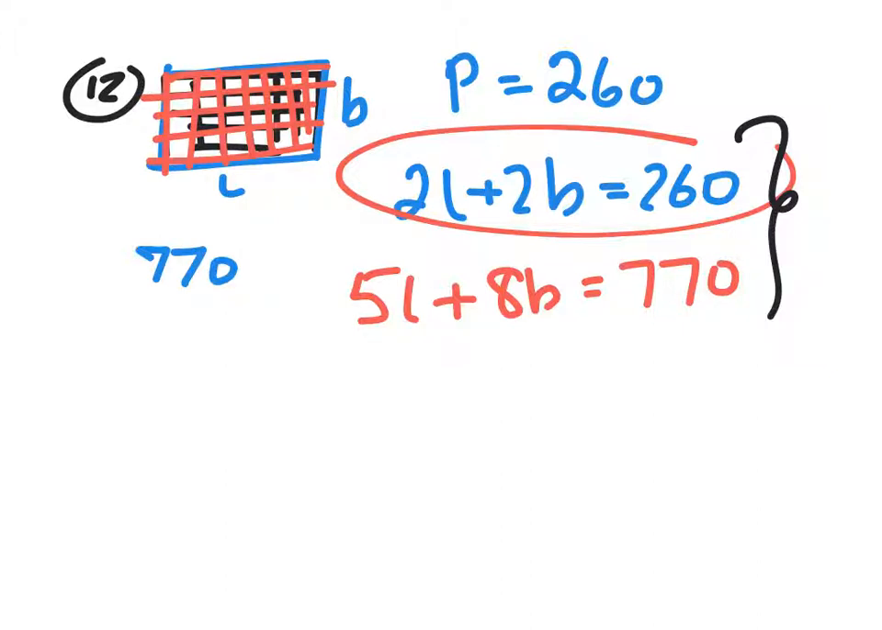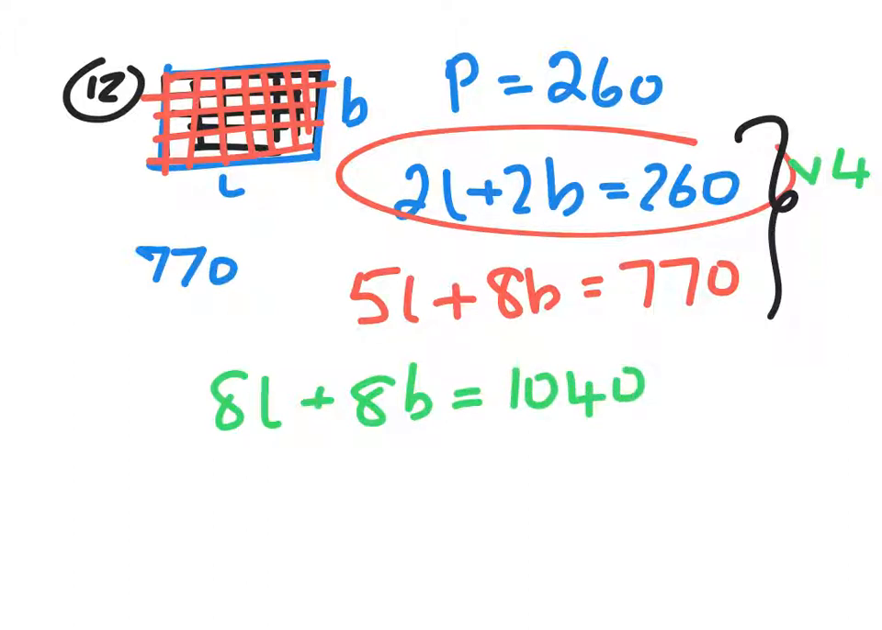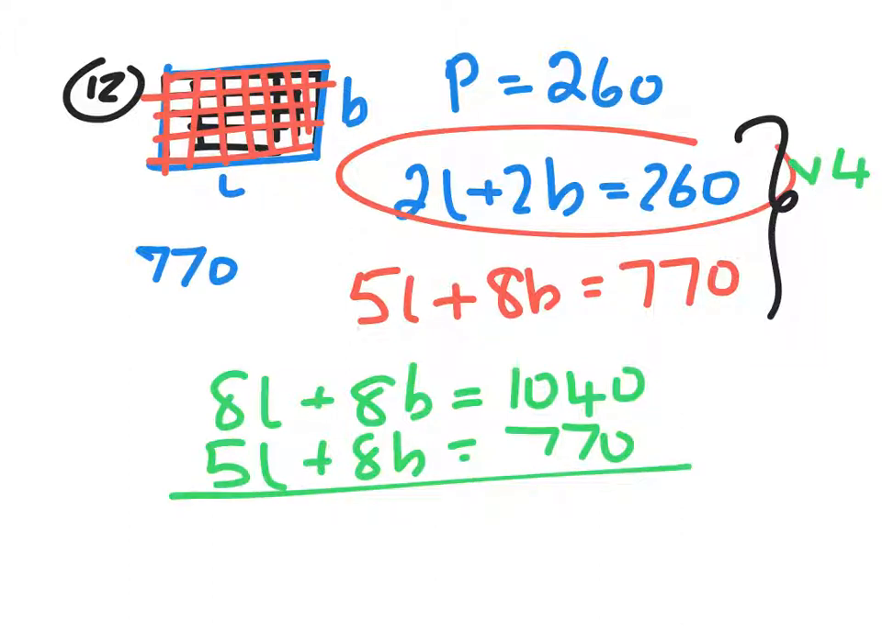We can now use these two equations to do simultaneous equations. Remember how we do them. Multiply the top one by 4, which gives us 8L plus 8B equals 1040. The bottom one we're just going to leave the same: 5L plus 8B equals 770. A big takeaway sum gives us 3 lengths is 270, so one length must be 90.